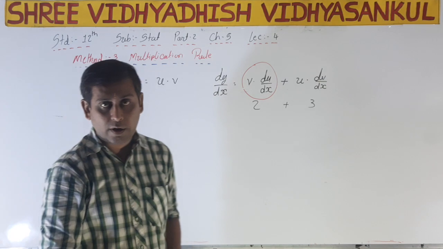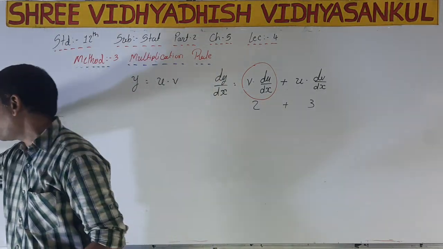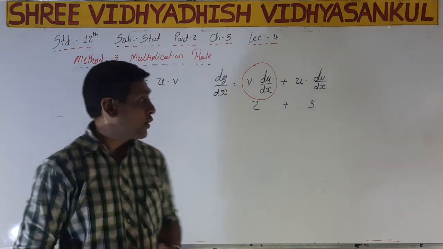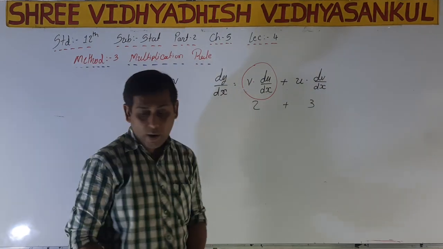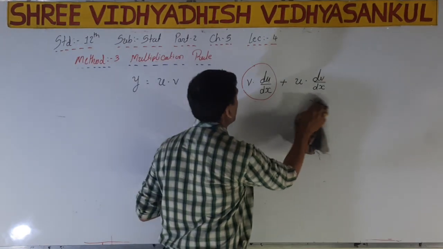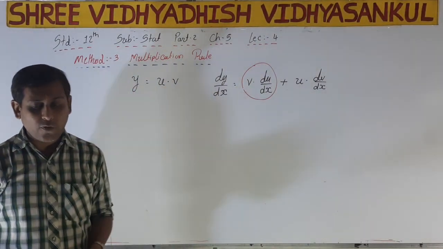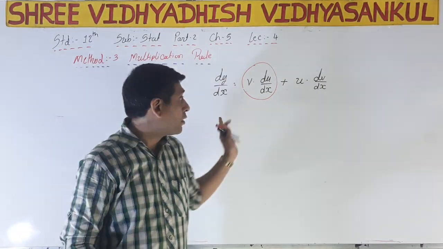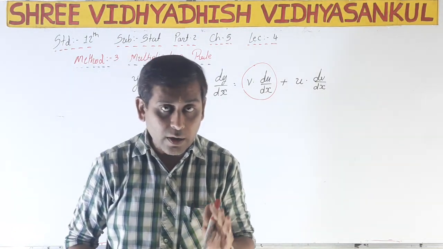And this rule is given on page number 173, rule number 2. If y is equal to u into v, then dy by dx is equal to v into du by dx plus u into dv by dx. This is the formula and this is the rule. Now we show the illustration as per this method, that is illustration number 9.